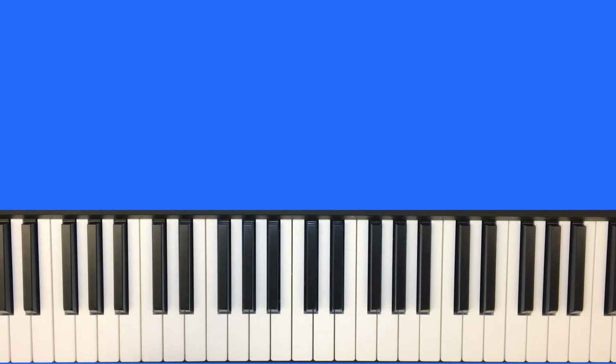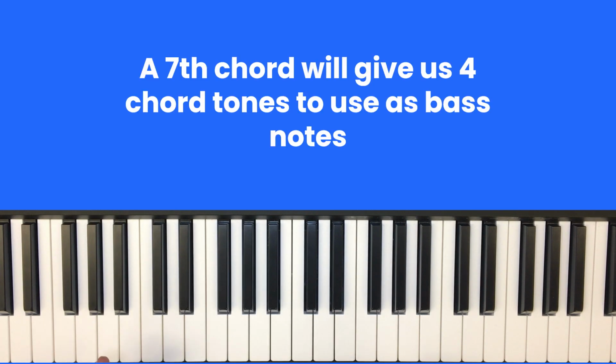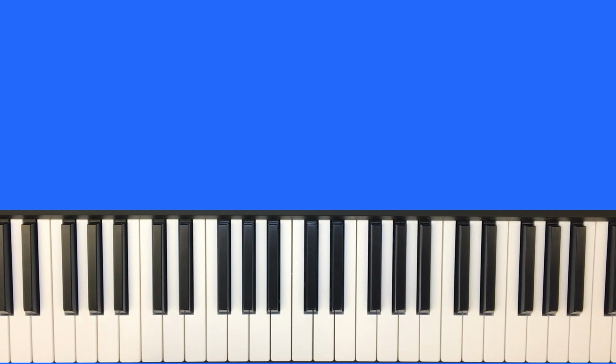The way that we're going to do that is that we're going to choose a chord, and we're going to use the chord tones to determine the bass notes for our progression. As a broad statement, most chord progressions are made up of 4 chords. So for our examples today, the chord that we're going to use will be a 7th chord, as it will give us the 4 chord tones that we need to determine our bass notes.